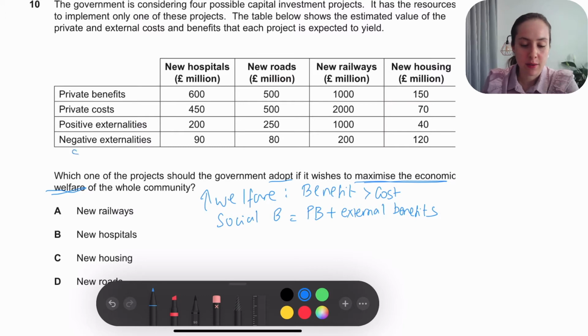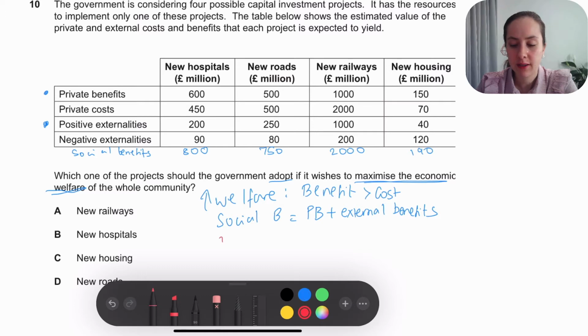So let's add that up. Let's call this, I don't have much space, social benefits of the hospital is going to be the sum of the private benefits and the positive externalities. So this is 800 for the hospital. Let's do the other ones whilst we're at it. 750 for the roads, 2,000 for the railways, and 190 for the housing.